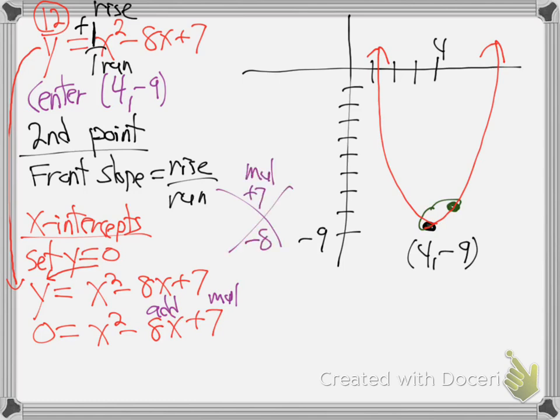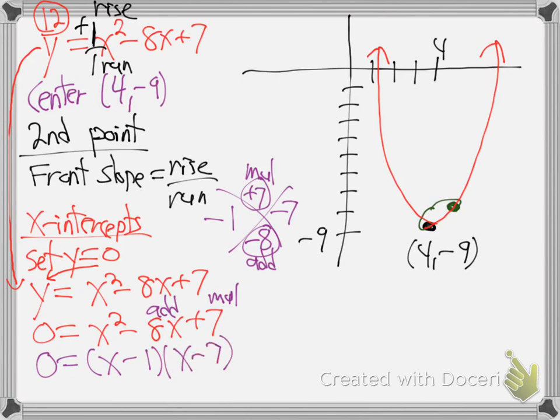Multiply to be 7, add to be minus 8. What times what's 7? 1 times 7. Both negative, right? Because that would add to be negative 8. And they would times to be plus 7. So that's x minus 1, x minus 7. And from there, if you set each one equal to 0, the answers are going to be positive 1 and positive 7.